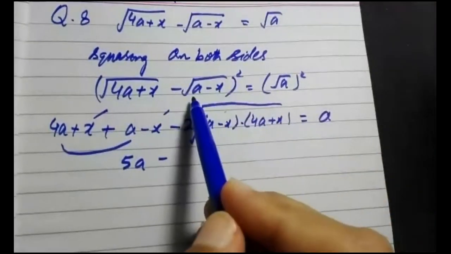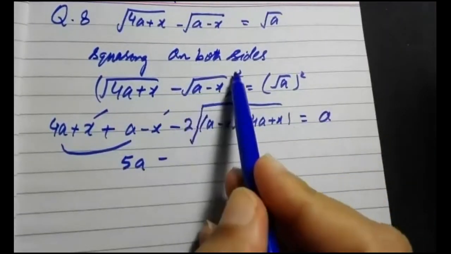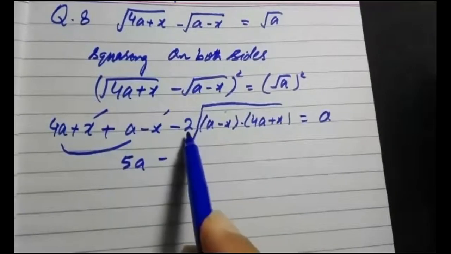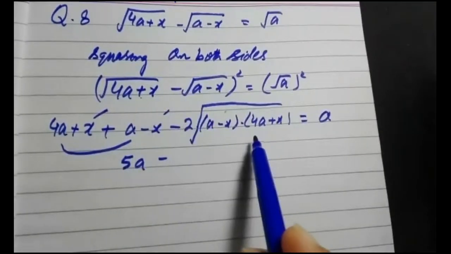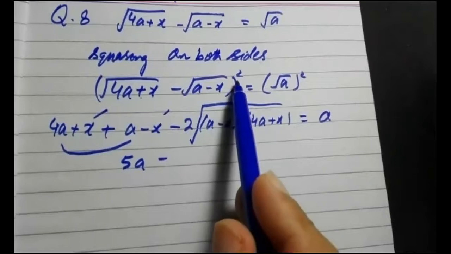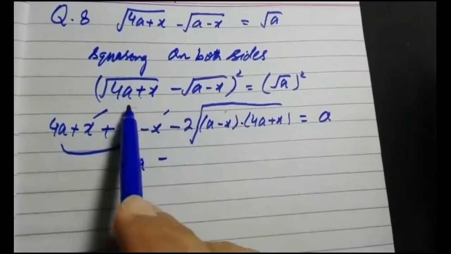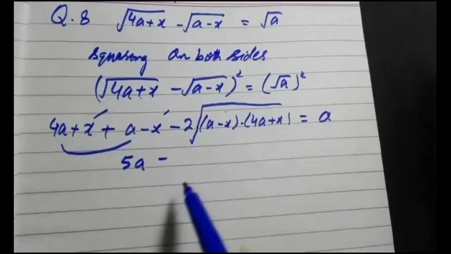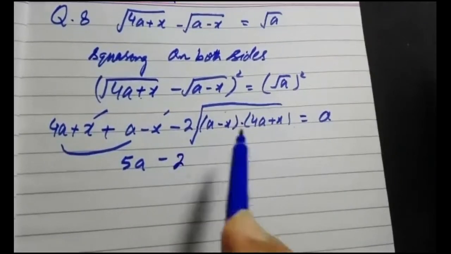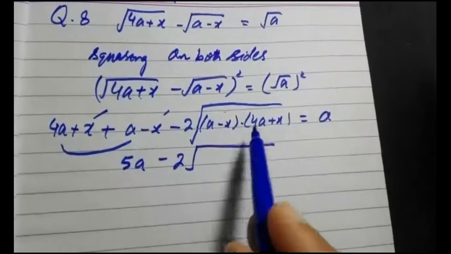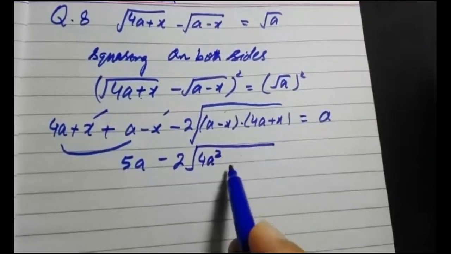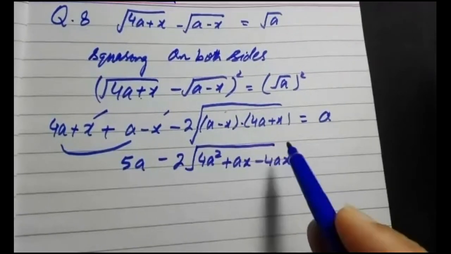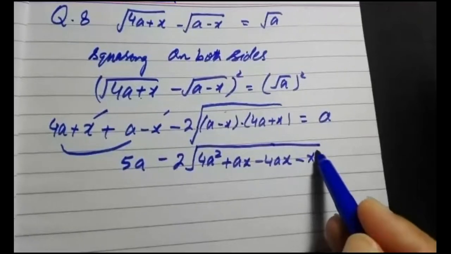I have expanded this with the help of the whole square expansion formula. Whenever you expand the term, it will generate 3 terms: first square, second square, and 2 times first into second, as we did yesterday. So this is the whole square expansion. It is the first term, it is the second term. By expanding, it will give you the first term square, second term square minus 2 times first into second term. Now the 4a and a will become 5a, and we have to multiply inside the term. So it will become 4a square plus ax minus 4ax minus x square equals a.